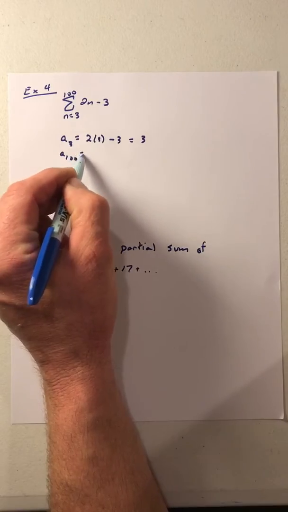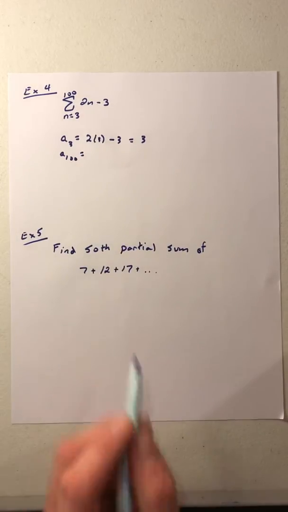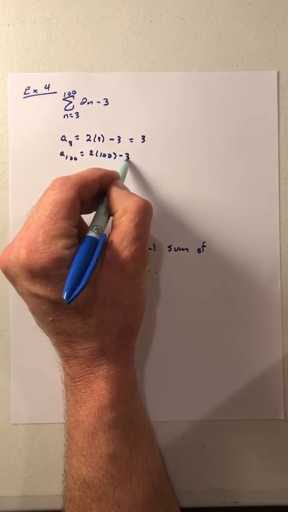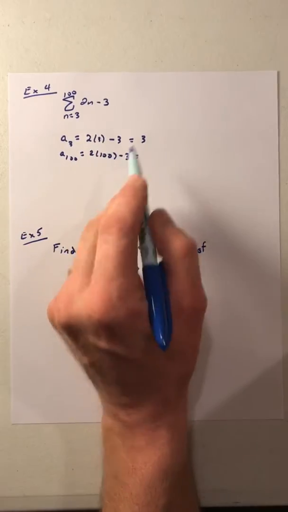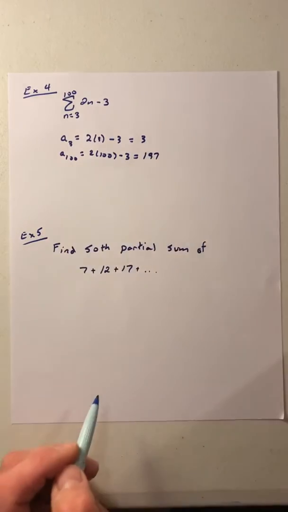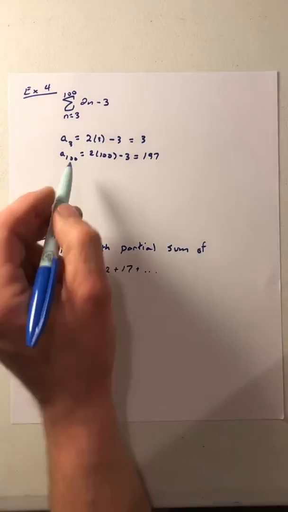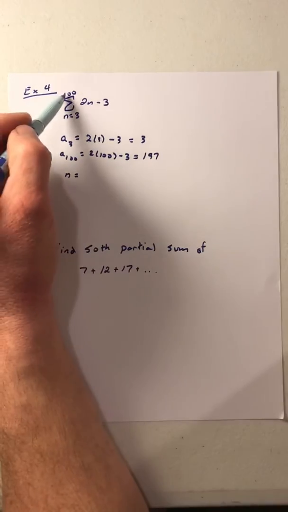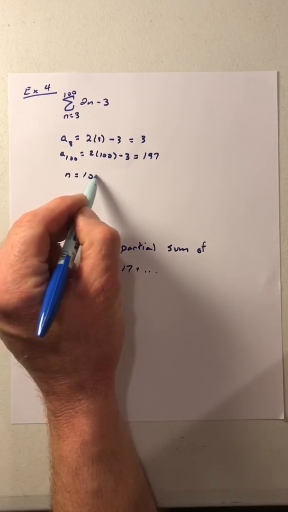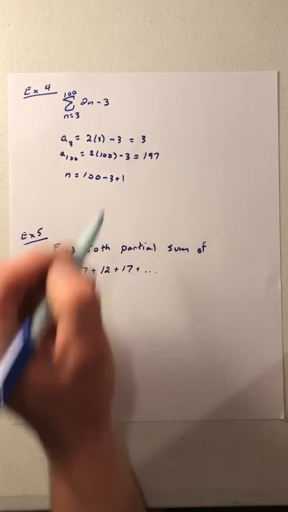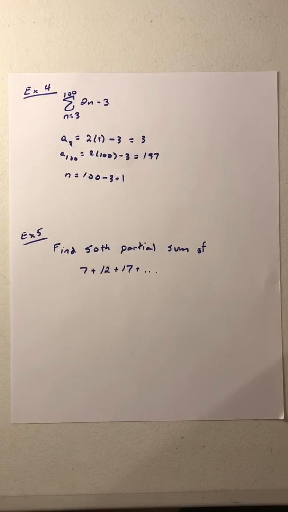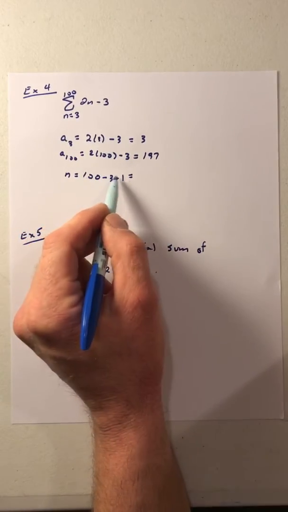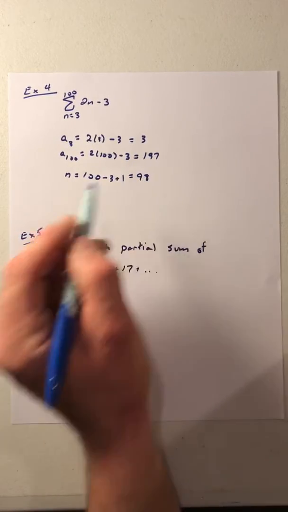A sub 100 is going to give me, if I plug in 100, I get 2 times 100 minus 3. So I get 200 minus 3, or 197. My number of terms, well, I know my number of terms is going to be, again, 100 minus 3 plus 1. Remember, we always add that 1 to be able to figure out the number of terms that we have. So we have 97 plus 1 gives us 98.